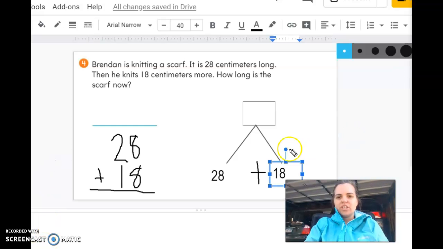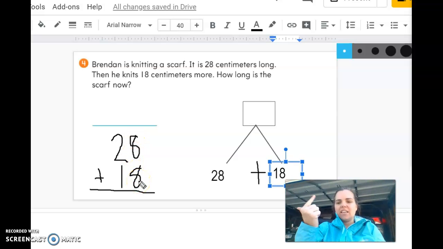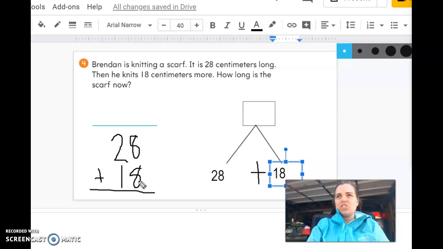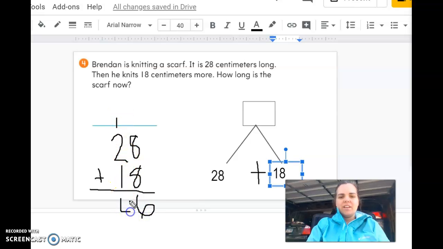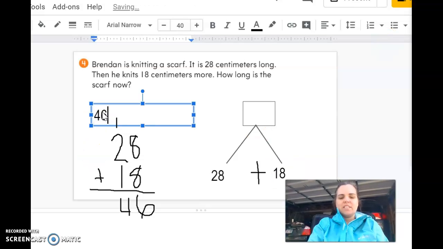All right, let's check your work. So we know that the scarf is 28 centimeters. Then they added 18 more centimeters on. So I'm going to add 28 plus 18. 8, 9, 10, 11, 12, 13, 14, 15, 16. Or some of you might just know that 8 and 8 is 16. It's one of our doubles. Then I have 2, 3, 4. So how long is that scarf? Yep, 46 what?